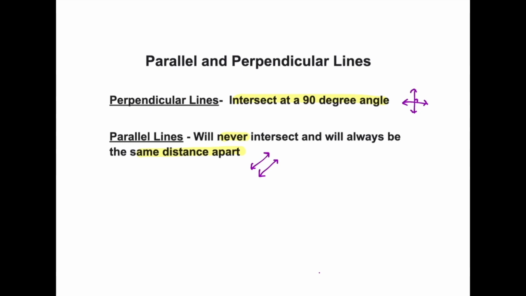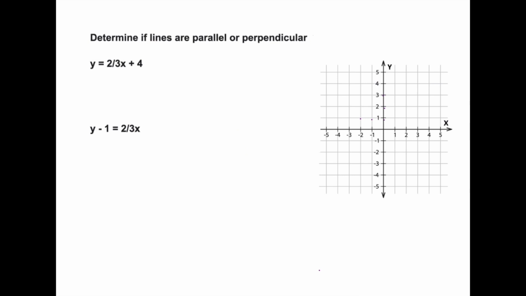When we have two or more equations, we can determine if the lines are parallel or perpendicular by their slopes and their y-intercepts. This first question says to determine if the lines are parallel or perpendicular. Because we're comparing slopes and y-intercepts, it helps to get them in the same format, which is y equals mx plus b. That's slope-intercept format because we're given the slope and the y-intercept.